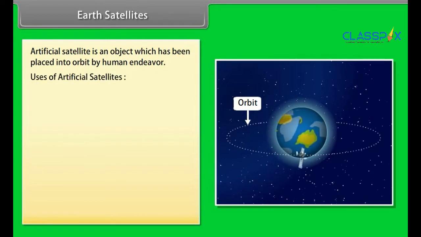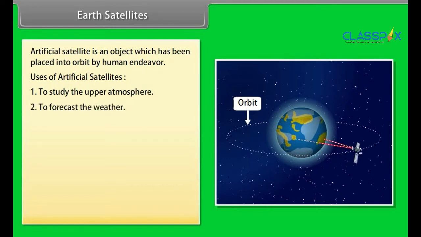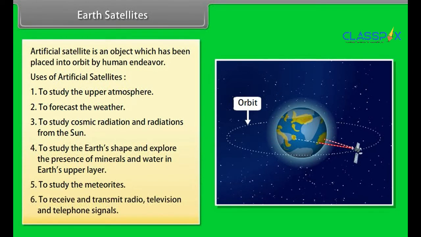Uses of artificial satellites are: Number 1. To study the upper atmosphere. Number 2. To forecast the weather. Number 3. To study cosmic radiation and radiations from the Sun. Number 4. To study the Earth's shape and explore the presence of minerals and water in the Earth's upper layer. Number 5. To study the meteorites. Number 6. To receive and transmit radio, television and telephone signals.